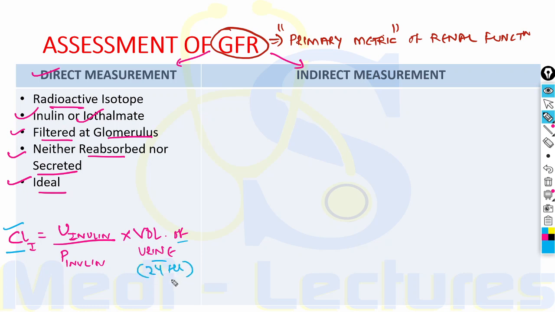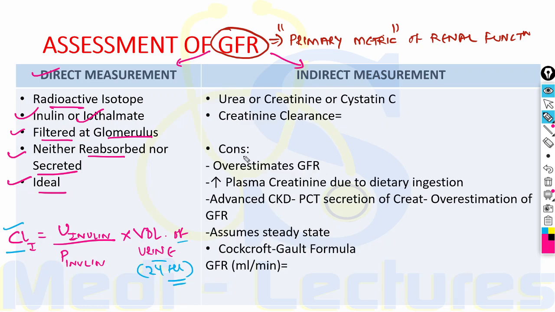Now coming on to the indirect measurement, it is important because in most clinical circumstances, direct GFR measurement is not feasible. Indirect measurement of GFR can be done with the help of either urea, creatinine or cystatin C. Urea is not used because it underestimates the GFR. Why? Because of excessive tubular reabsorption of the urea.